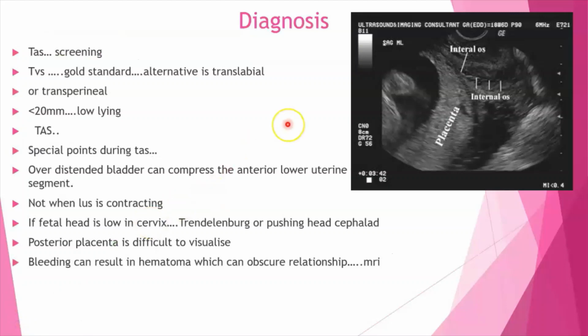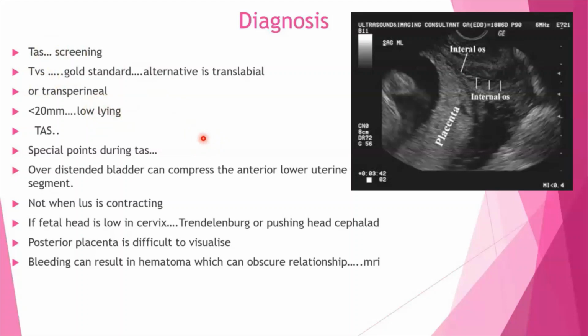Now friends, how will we diagnose placenta previa? As you can see in this picture, this is the internal os and this placenta is completely covering the internal os. This is a picture of transabdominal sonography, which is a screening method. When the distance between the placenta and the internal os is less than 20 mm in TAS, then we do TVS, which is the gold standard or the definitive method to diagnose placenta previa.